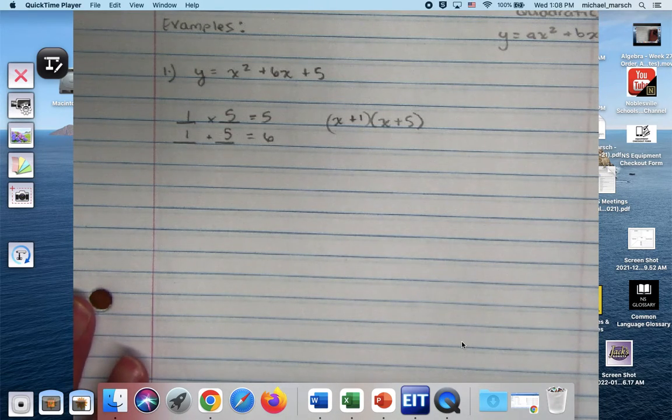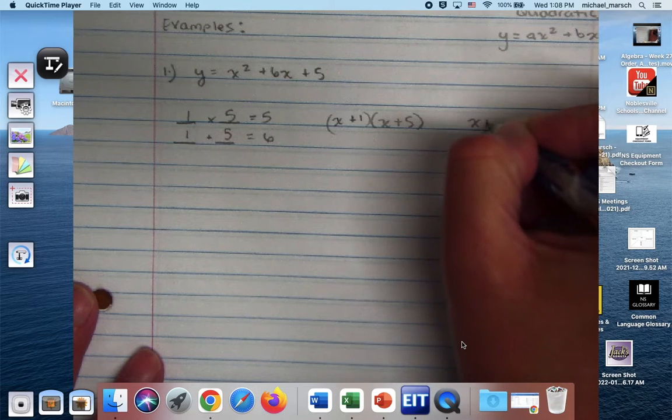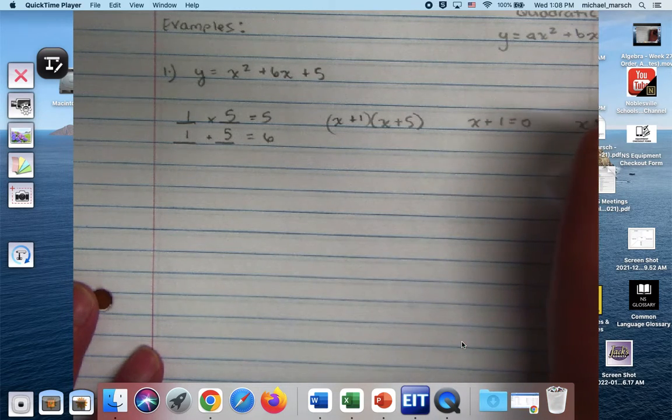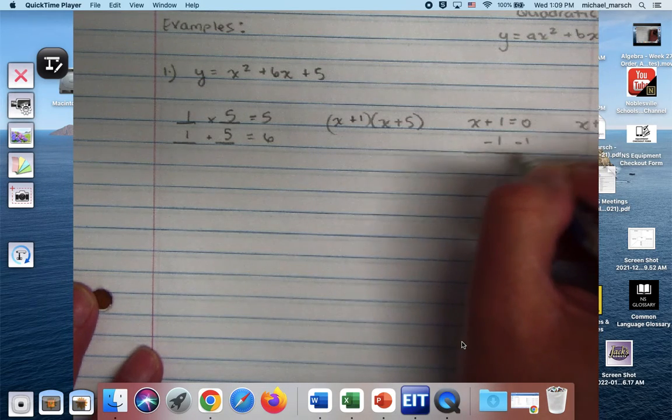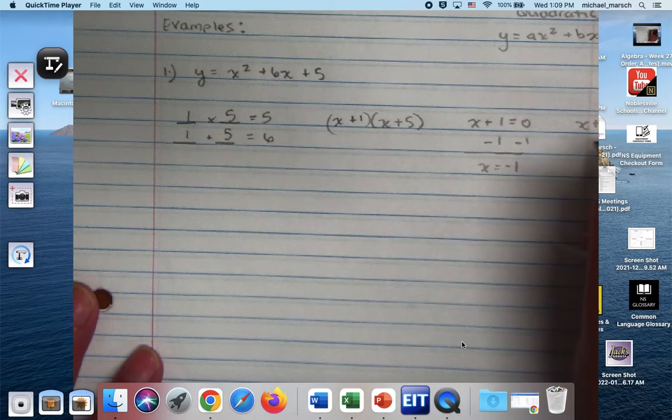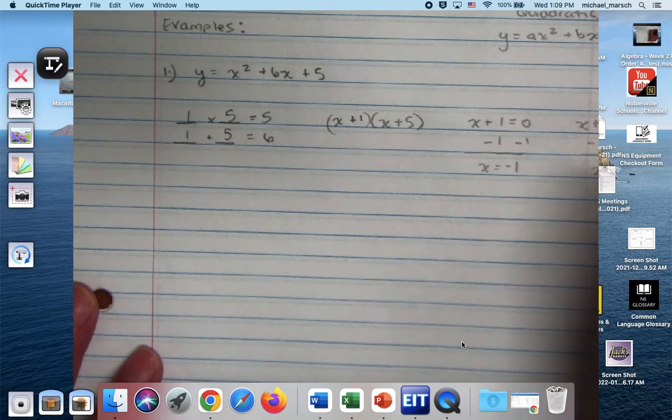And then we set these equal to 0. x plus 1 equals 0. x plus 5 equals 0. x equals -1. x equals -5.